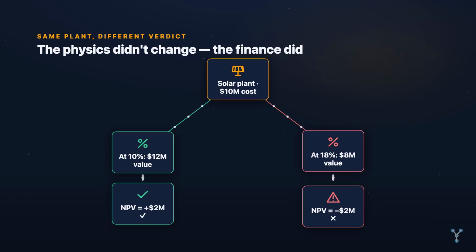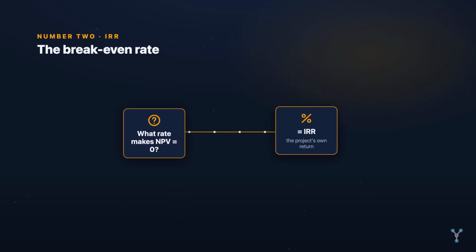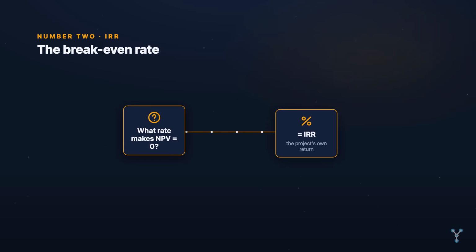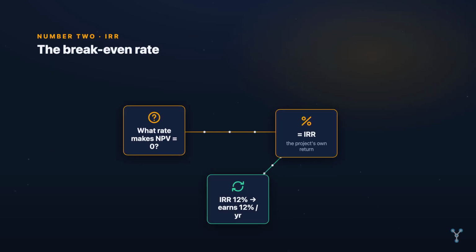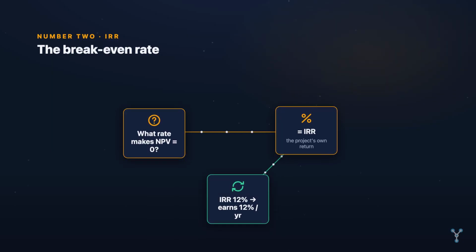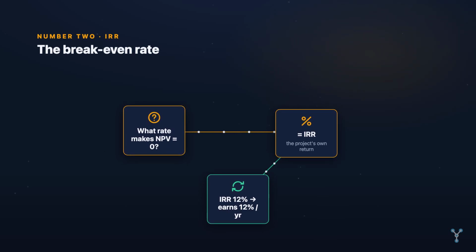The finance did. The second number is IRR, the internal rate of return. Think of it this way. We just saw that a project's NPV depends on the discount rate you use. IRR asks the question from the other direction. What discount rate would make this project's NPV exactly zero, the break-even rate? That break-even rate is the IRR, and you can think of it as the project's own built-in yearly rate of return. If a project has an IRR of 12%, it's effectively earning you 12% a year on your money.